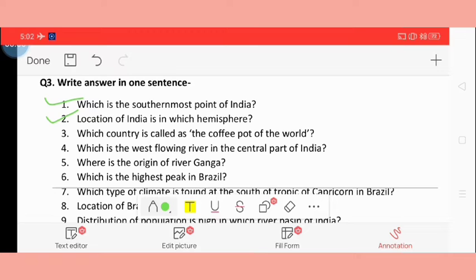Third question, which country is called the coffee pot of the world? Brazil is the country called the coffee pot of the world.